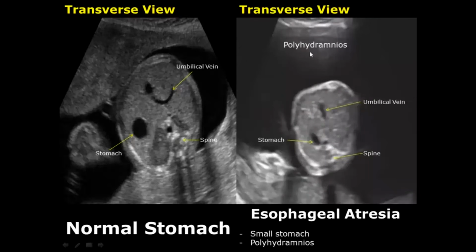In this image we see polyhydramnios. There is a large accumulation of amniotic fluid due to improper swallowing. The stomach here is appearing small. This is due to gastric secretions. These are the stomach's own secretions. That is why it is appearing small. This setting can occur in esophageal atresia.